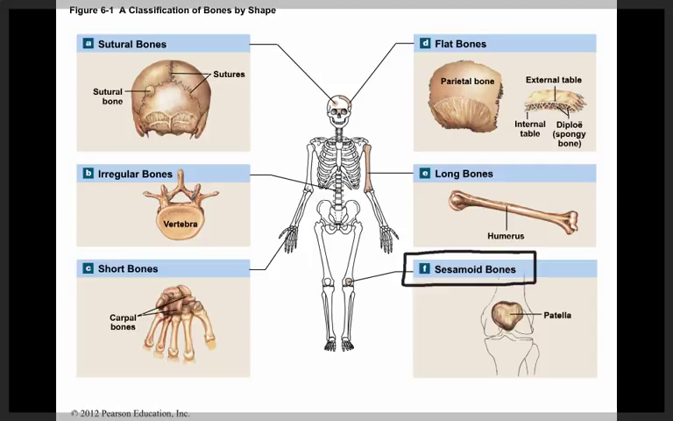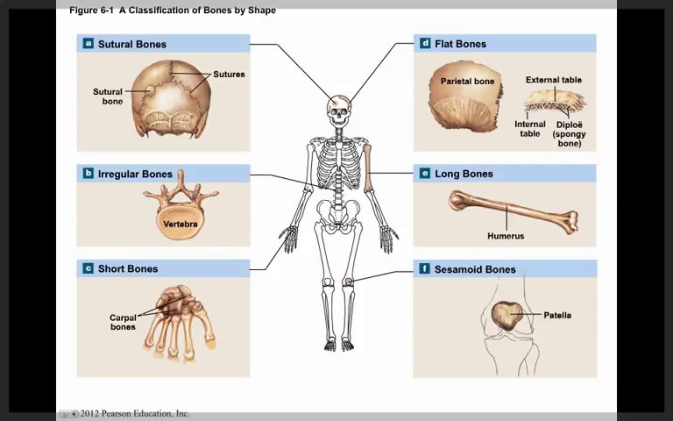Next we have the sesamoid bones. These are small, flat, and shaped like a sesame seed. The patella bone is one example of the sesamoid bone. The pisiform bone close to the wrist is another bone that is also a sesamoid bone.